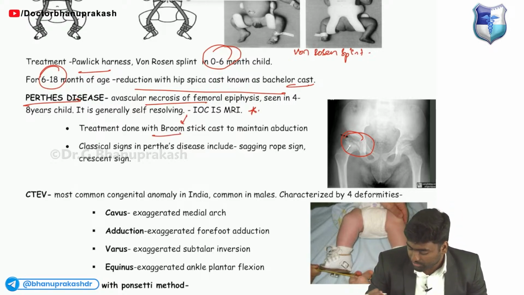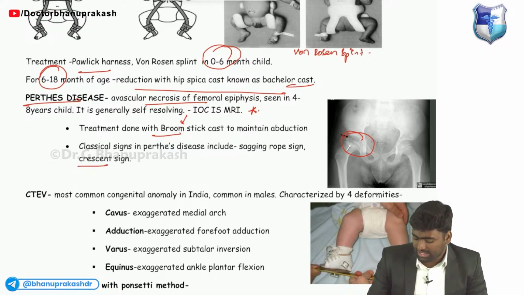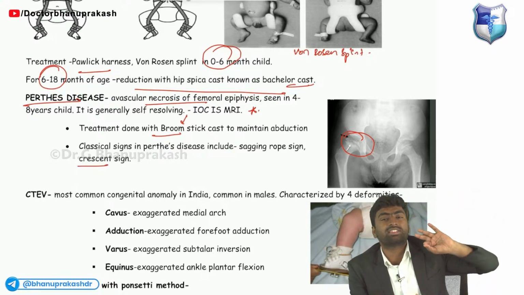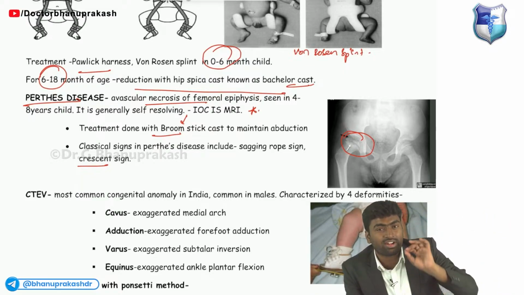Then in X-rays you will be able to see the sagging rope sign, also known as the Waldenström sign. Just remember as a mnemonic: Perthes disease is avascular necrosis of the femoral head, and for diagnosis we will use MRI.